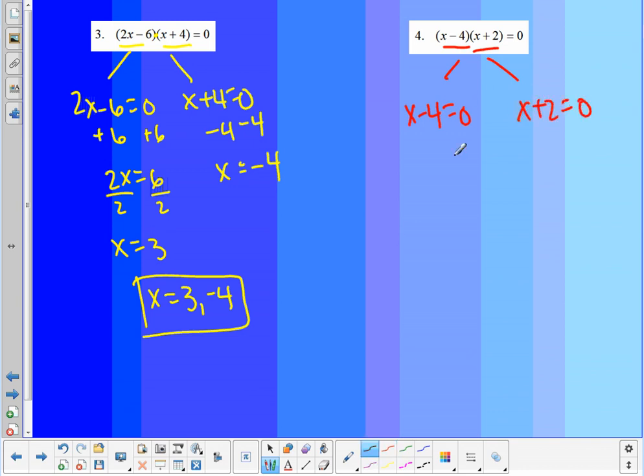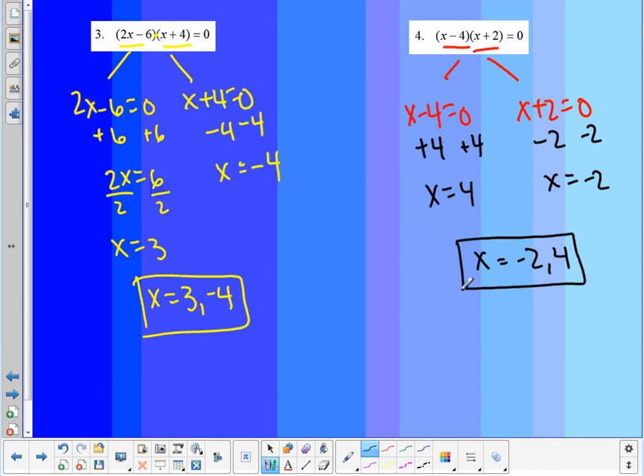So over here on the left, I'd add the 4 to both sides, and I'd get x equals 4. On the right, subtract the 2 from both sides, and I get x equals negative 2. So my two solutions are negative 2 and 4. And it doesn't typically matter what order we write them in.